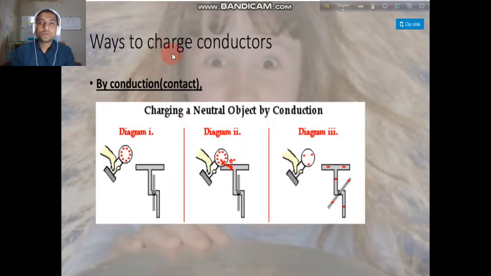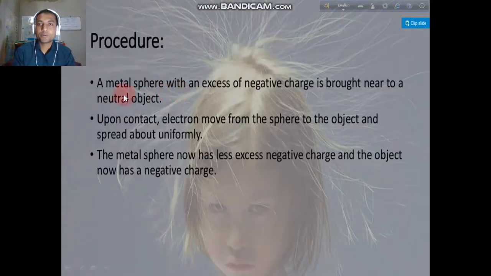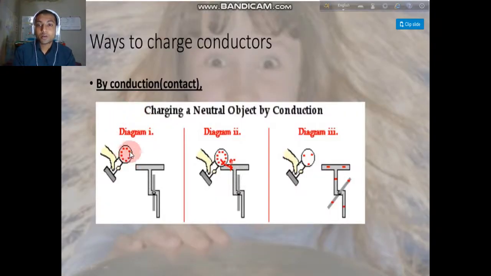Ways to charge a conductor. Number 1, by conduction or contact. Let's see the procedure. A metal sphere with an excess of negative charge is brought near to a neutral object.